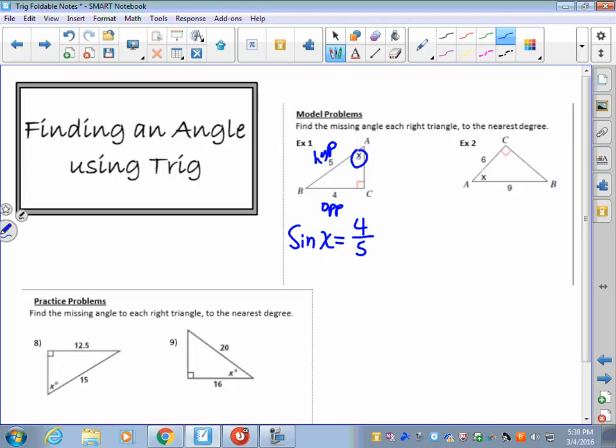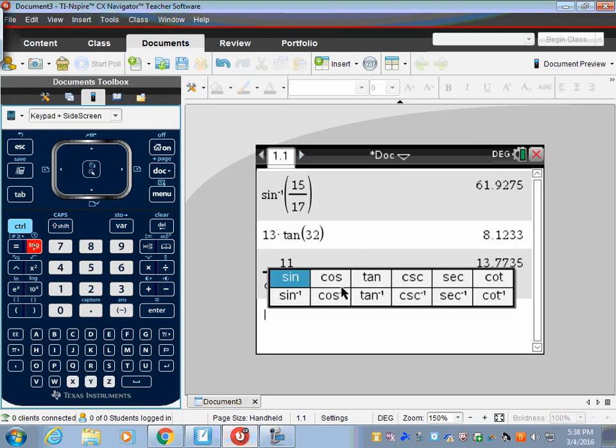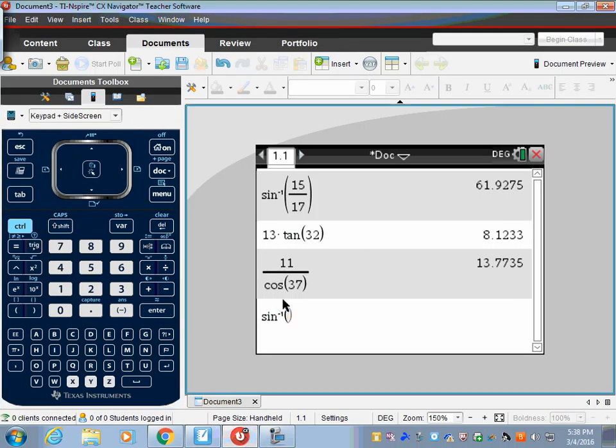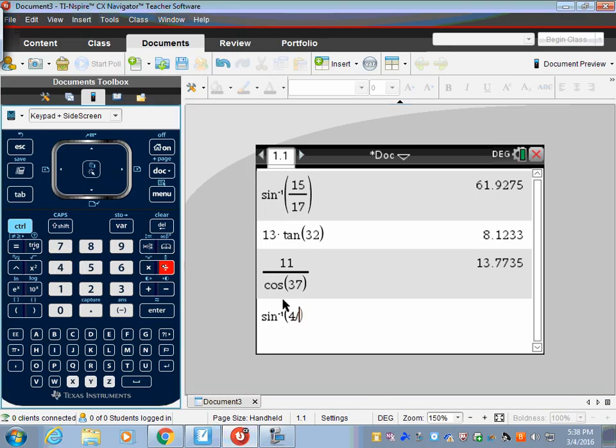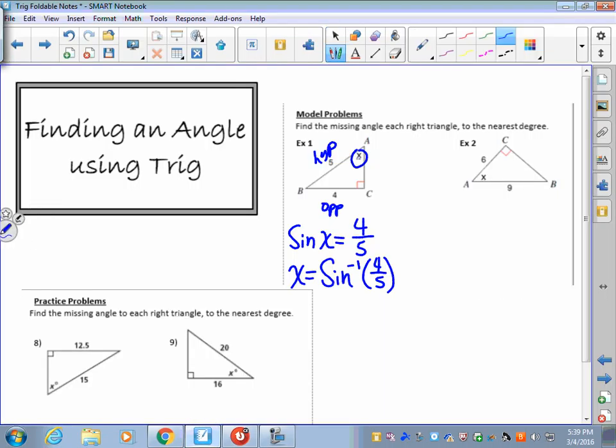Well, to find the measure of that angle degree, we're going to now write x equals the sine inverse of 4/5. And so we have to have a calculator to do that. We're going to go into our calculator and hit our trig button, but instead of sine, we hit the one below it, which is the sine inverse, and we just put 4 divided by 5, our ratio, hit enter, and we always round to the nearest whole degree. So to get our answer here, x would be approximately 53 degrees.